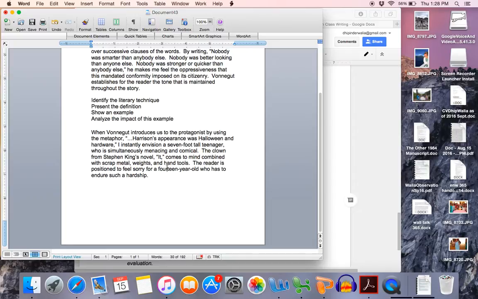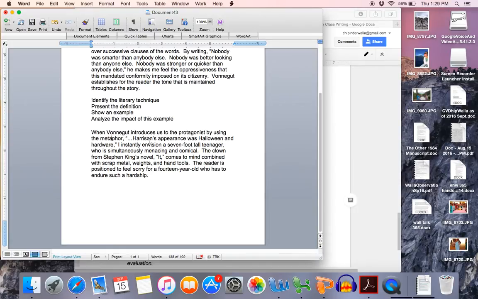Okay, then we have the second paragraph. When Vonnegut introduces us to the protagonist by using the metaphor Harrison's appearance was Halloween and hardware, I instantly envision a 7-foot tall teenager who is simultaneously menacing and comical. The clown from Stephen King's novel It comes to mind, combined with scrap metal, weights, and hand tools. The reader is positioned to feel sorry for a 14-year-old who has to endure such a hardship.